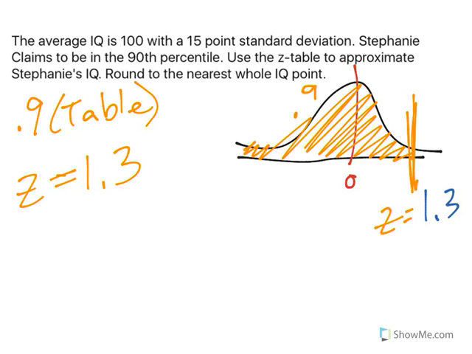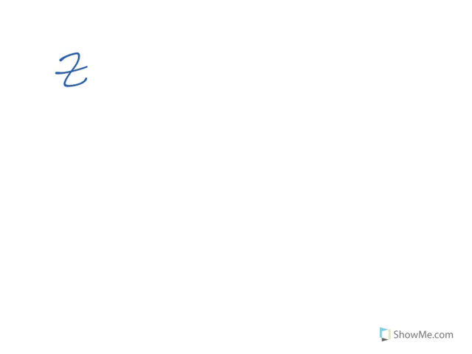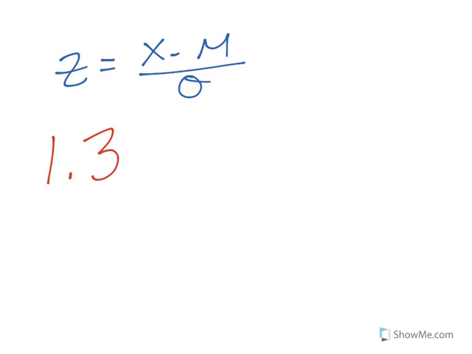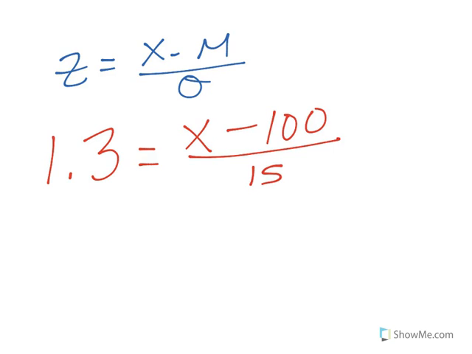If she has a Z-score of 1.3, we can work backwards to find her value, which would be the IQ point. So remember, Z-score is value minus the mean over the standard deviation. So her Z-score is 1.3. I'm trying to find her value, knowing that the mean is 100 and the standard deviation is 15. So the equal sign splits the equation directly into two, and we need to get x by itself.